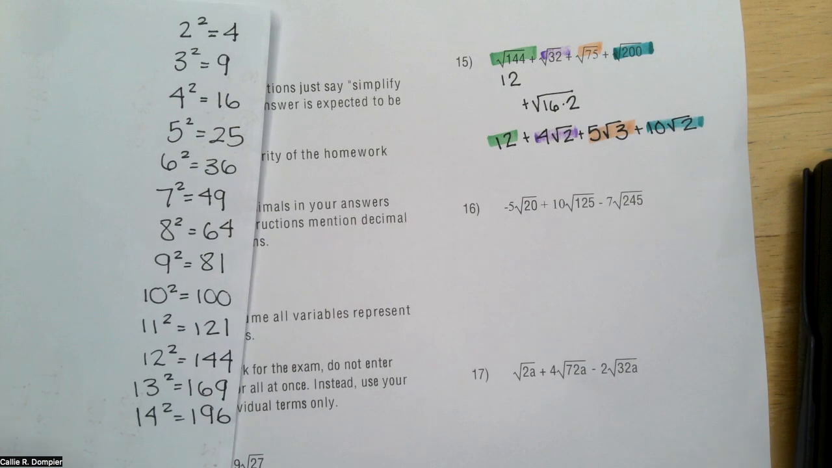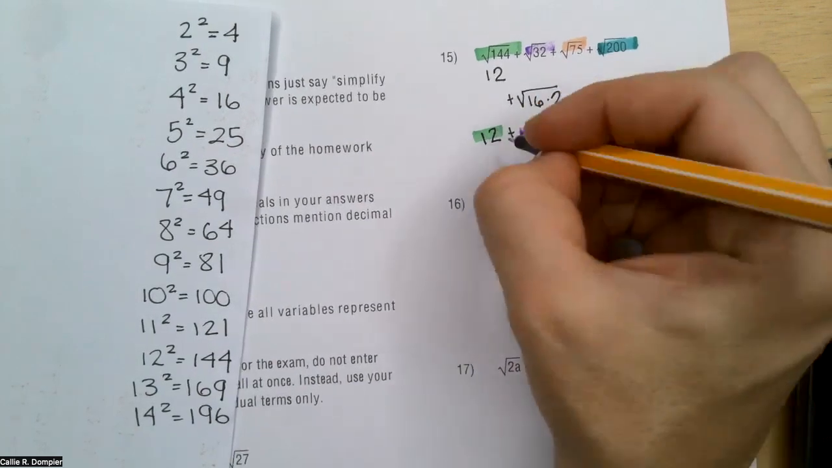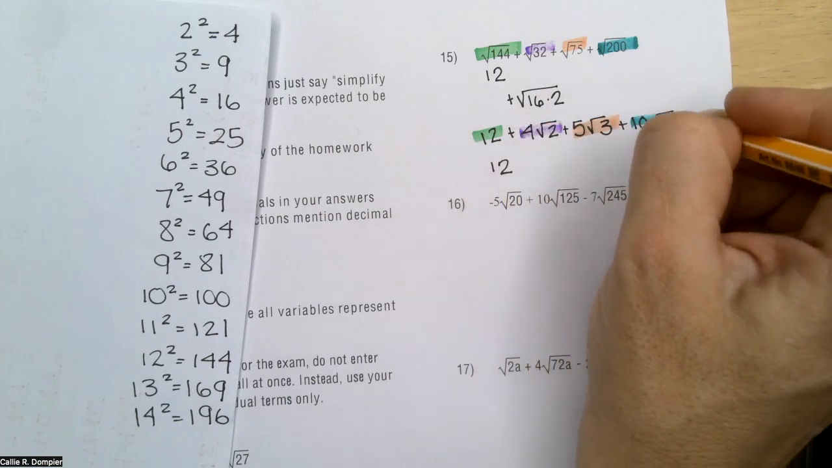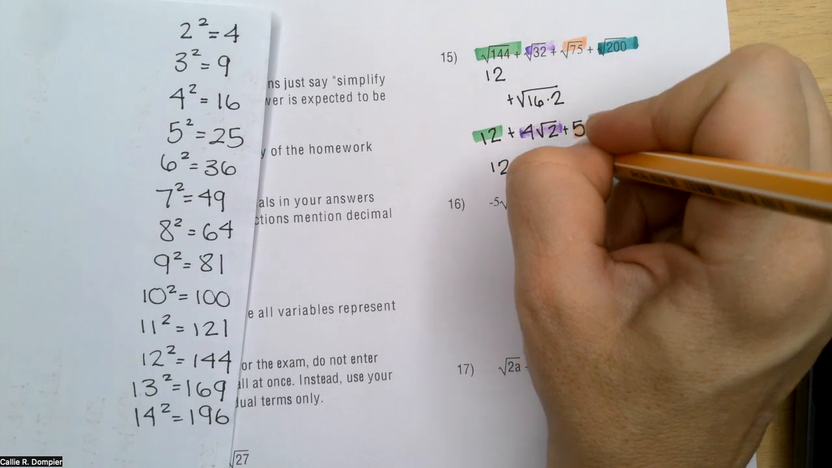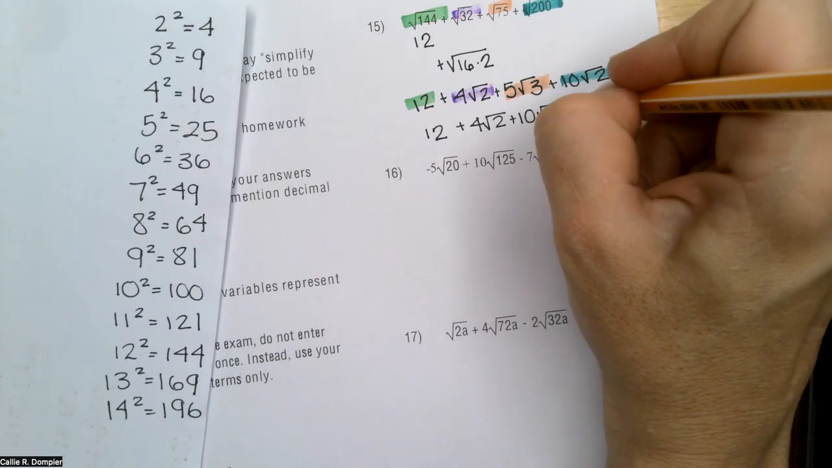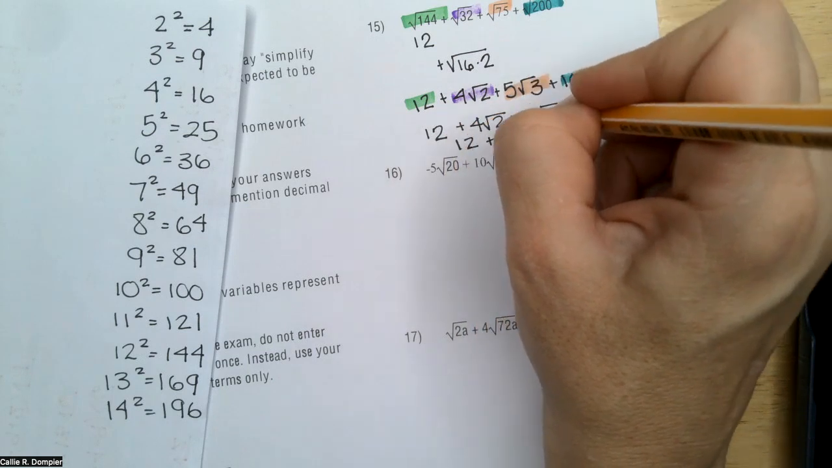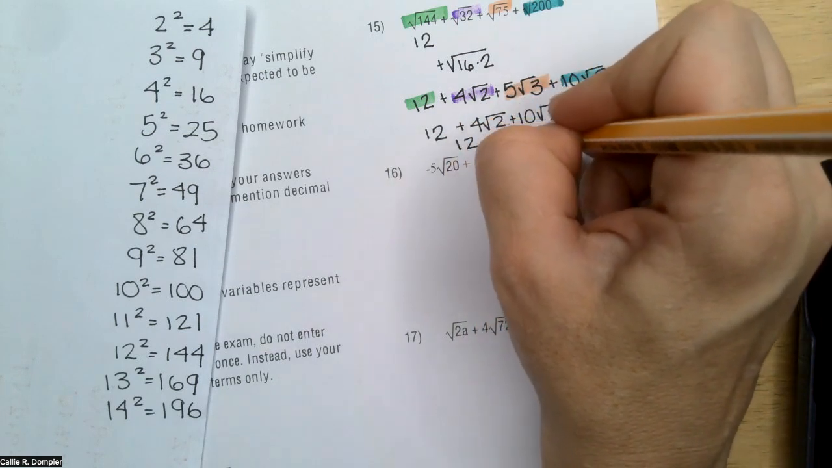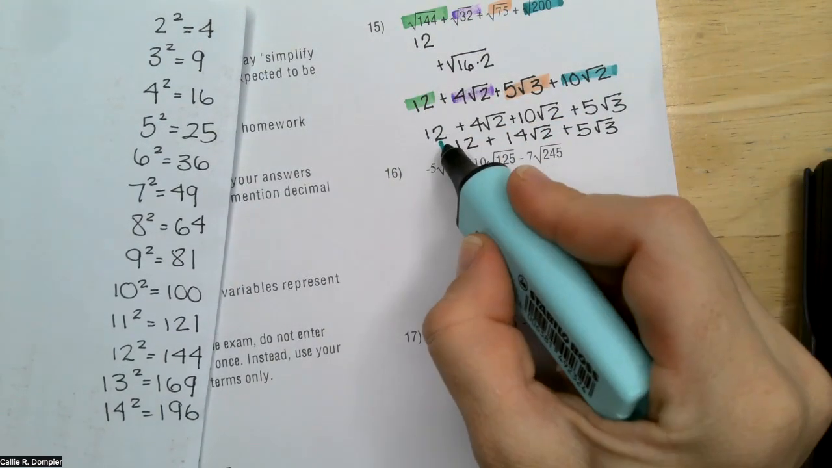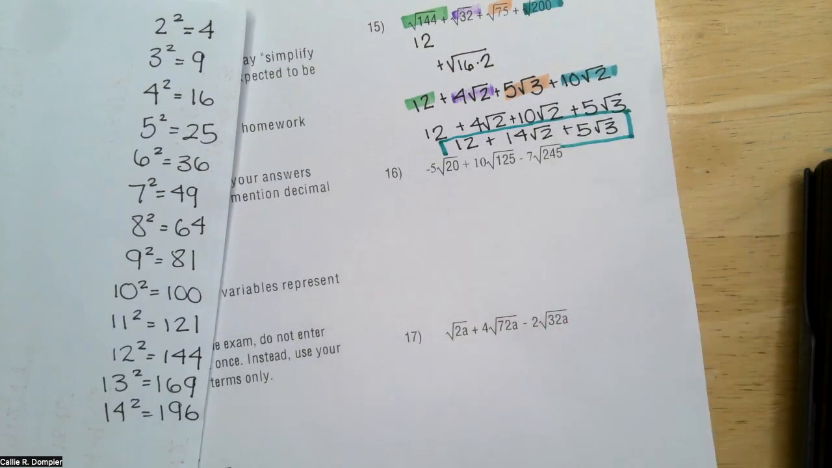12, and now that means like terms, okay? 12 does not have any like terms because 12 can only be combined with other whole numbers. So 12 just remains 12. 4 square root 2, 5 square root 3, 10 square root 2. That means 4 square root 2 and 10 square root 2 are like terms. So 4 square root of 2 and 10 square root of 2 is 14 square root of 2. Here's my final answer. 12 plus 14 square root of 2 plus 5 square root of 3. Good?